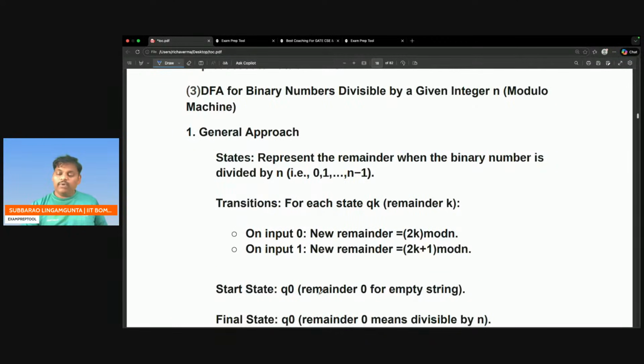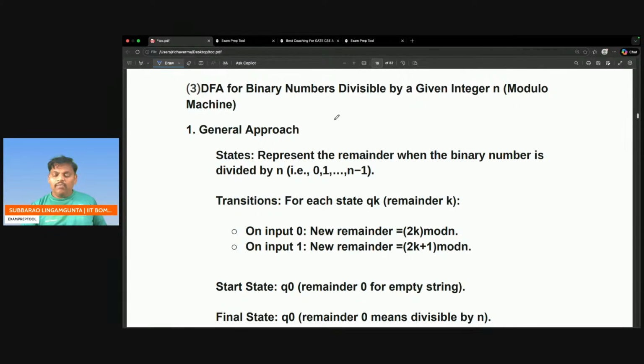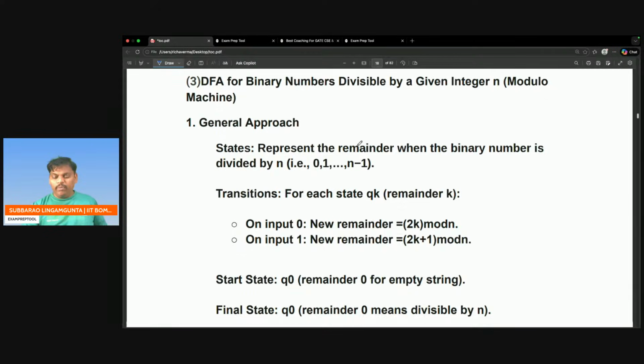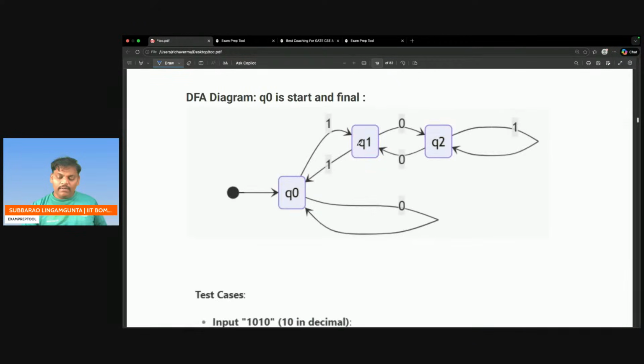Next one: DFA for binary numbers divisible by a given integer. Please take care with this one. A DFA where you want to accept all binary numbers divisible by a particular number. Please be careful. Some formulas are there, please handle them.